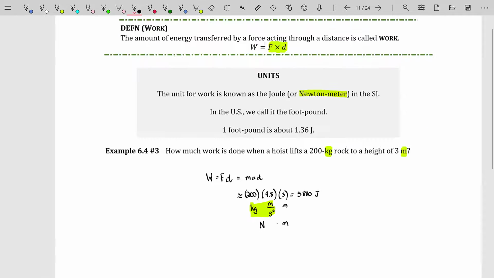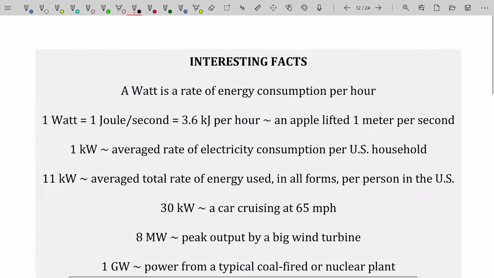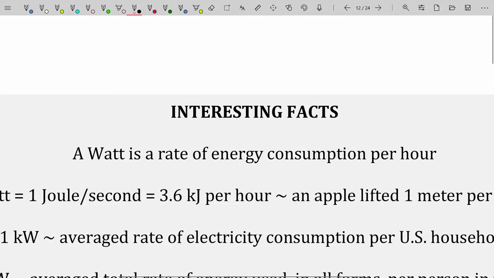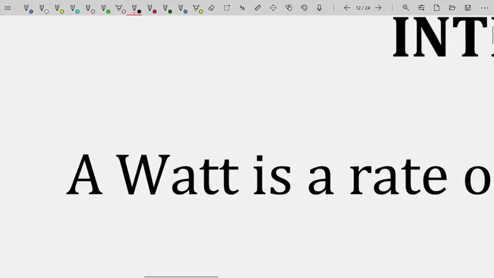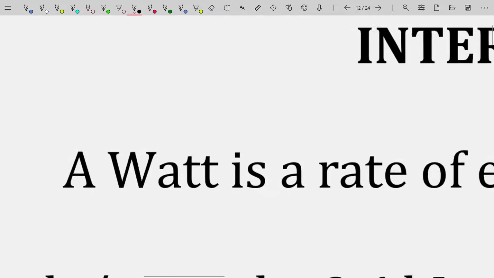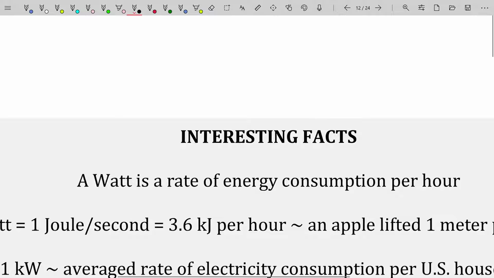Now, honestly, that's all I want to do in this video, but one other thing that I'll just mention here are some interesting facts. First of all, remember the unit for work in the metric system is known as a joule. What we often hear in common everyday language is not a unit of energy, but a rate of energy. So we hear about a watt, like a 60-watt bulb or something like that. That is not like a bucket of energy. That is a rate of flow of energy. So it's a rate of energy consumed per hour.